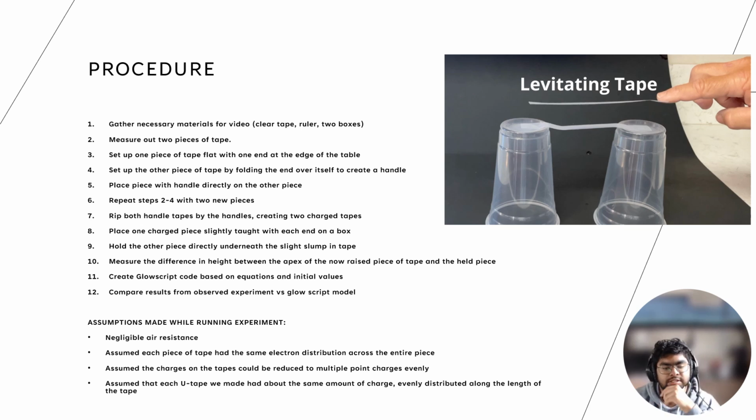Some of the assumptions we made while running the experiment are the negligible air resistance. We assume that each piece of tape had the same electron distribution across the entire piece. We assume that the charges on the tapes could be reduced to multiple point charges evenly. And we assume that each piece of tape had about the same length and about the same amount of charge evenly distributed along the length of the tape.